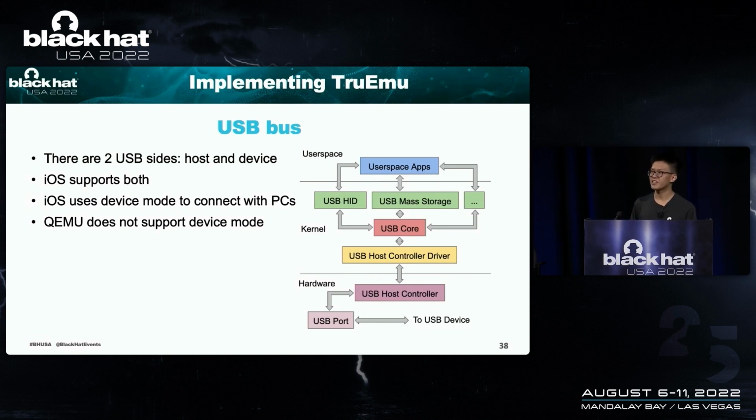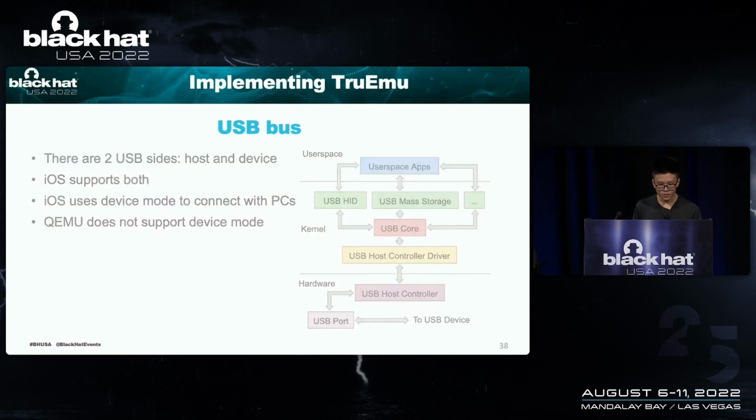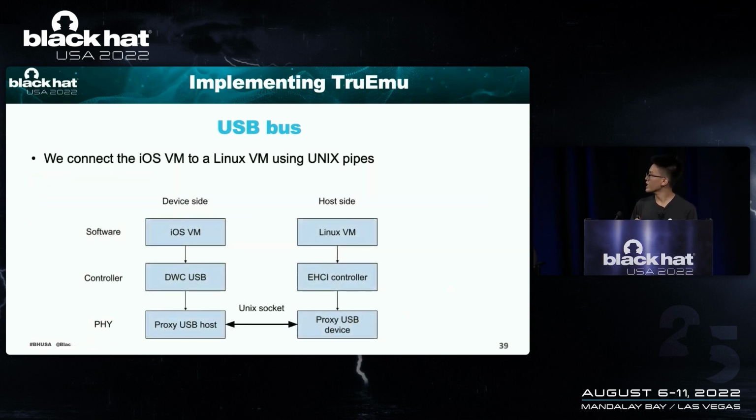QEMU does not support device mode because it's built to emulate a PC, so we have to implement the support for that. So how do we do that? Well, we connect the iOS VM to a USB host through Unix pipes.